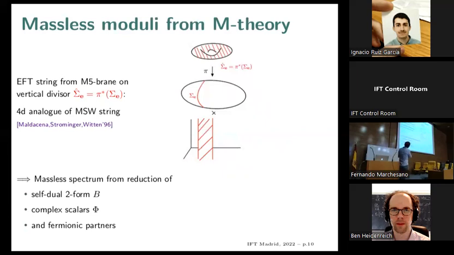Namely, these strings we can also get in the dual M theory picture by taking the five brane and wrapping it on a four cycle on the Calabi-Yau fourfold. The four cycle is obtained by taking the elliptic fibration over this curve on the base. This gives a string, the famous MSW string. In six dimensions, this would be called the MSW string. In four dimensions, it's precisely the EFT string we are discussing here. And there we can discuss the massless spectrum.